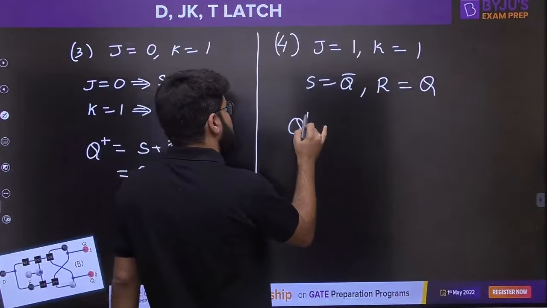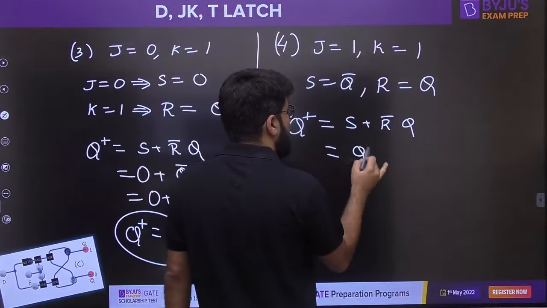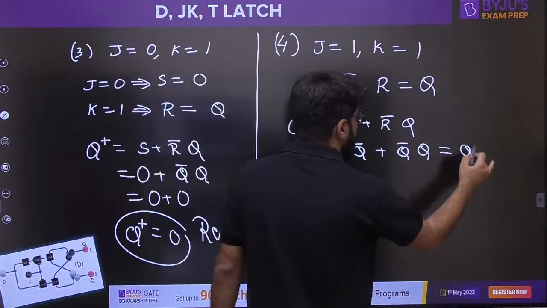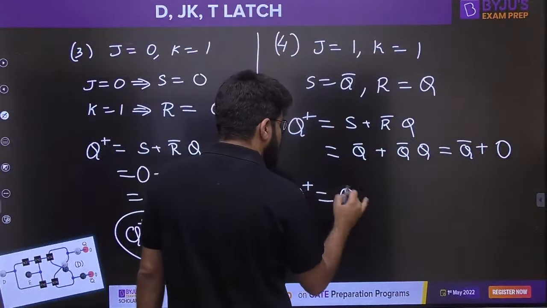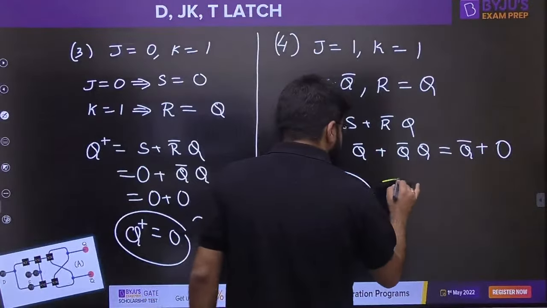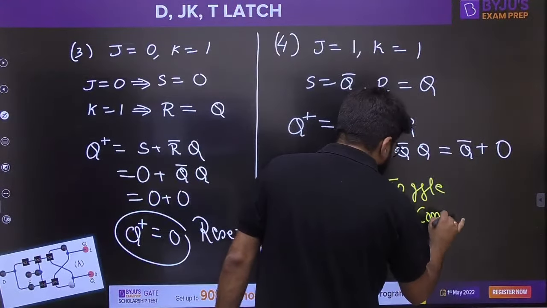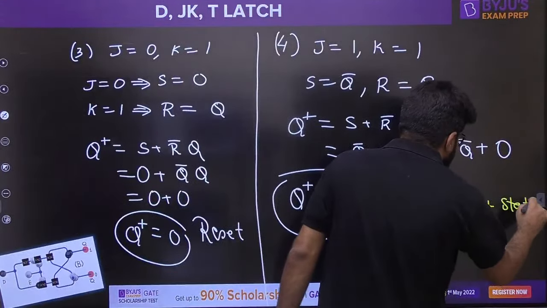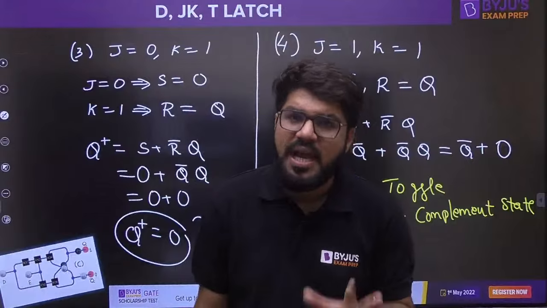What is the next state equation? S plus R bar Q. So what is S? Q bar. What is R bar? R bar means Q bar. What is Q bar into Q? Q bar into Q is 0. So what is the Q plus? The Q plus is Q complement, and here you get another state which is known as a toggle or complement state. That means on the SR latch you cannot apply both the inputs high at the same time.